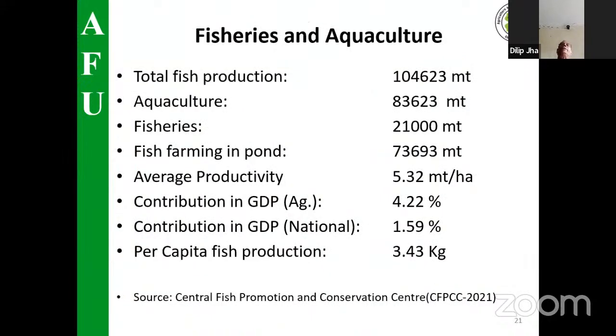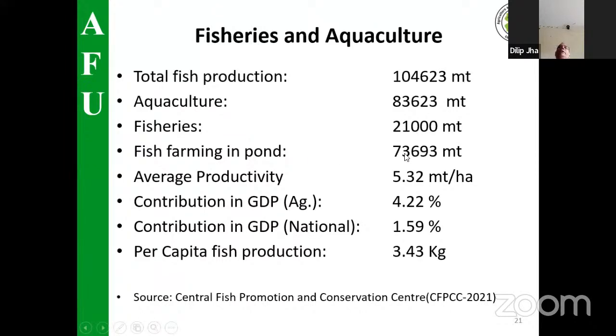So, fisheries and aquaculture. The total fisheries is 1046, which is a very small metric. That is capture. Otherwise, 83,623 metric tons only from aquaculture, and 21,000 metric tons is stagnant, the catch. So fisheries earlier, 50, 60 years ago, was more and more, but aquaculture is growing.